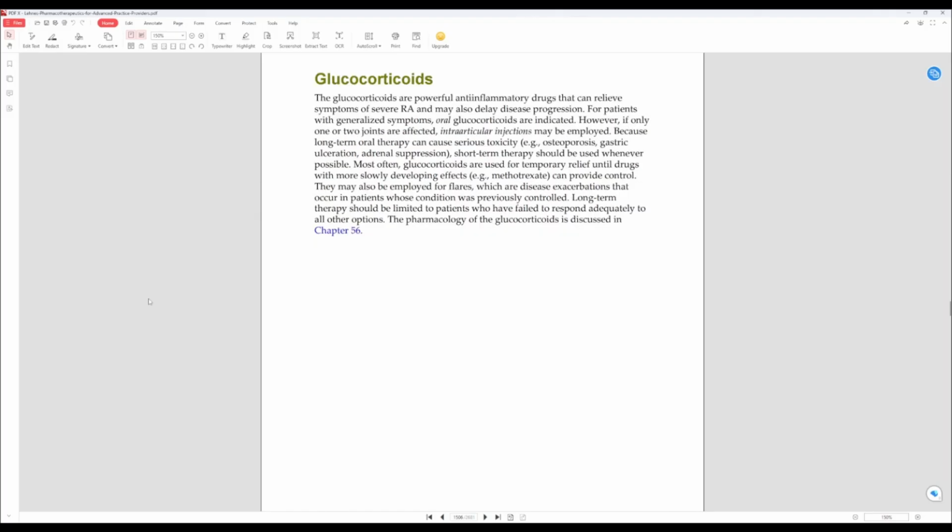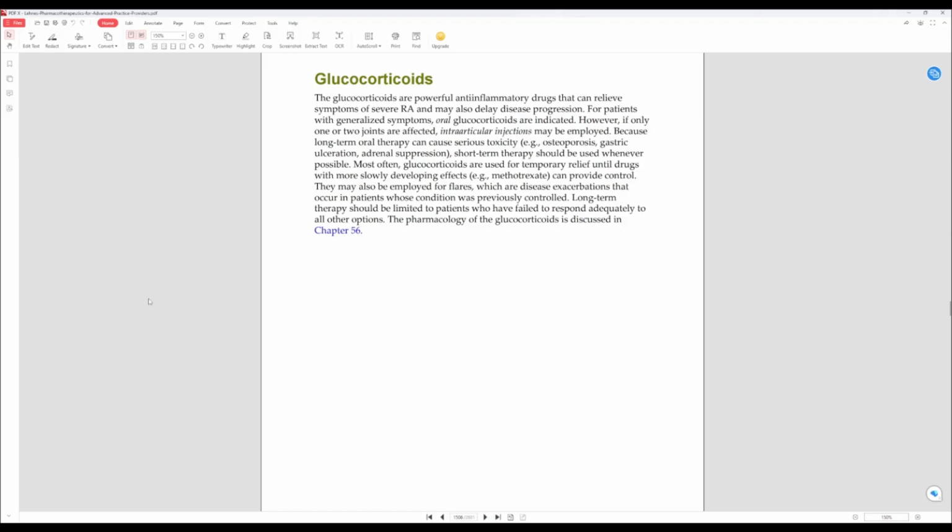Glucocorticoids. The glucocorticoids are powerful anti-inflammatory drugs that can relieve symptoms of severe rheumatoid arthritis and may also delay disease progression. For patients with generalized symptoms, oral glucocorticoids are indicated. However, if only one or two joints are affected, intra-articular injections may be employed. Because long-term oral therapy can cause serious toxicity, short-term therapy should be used whenever possible.